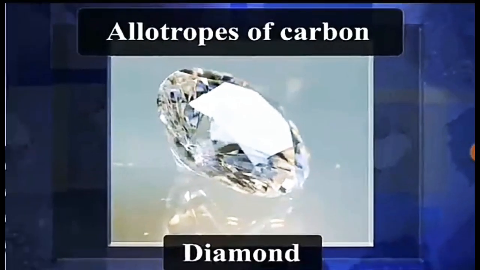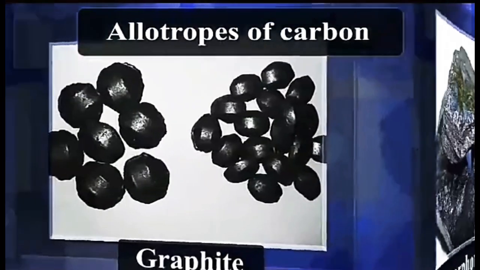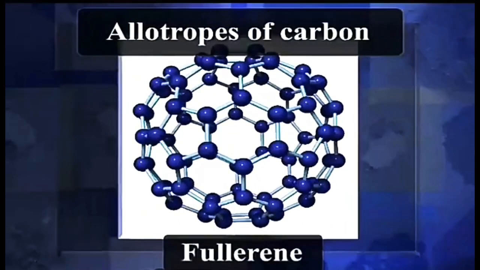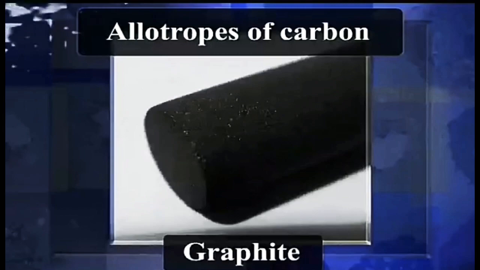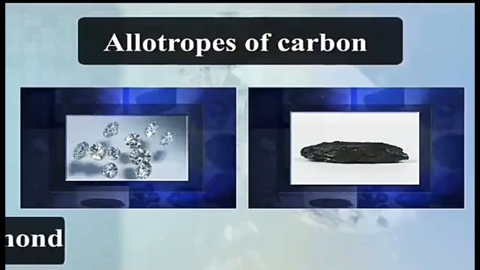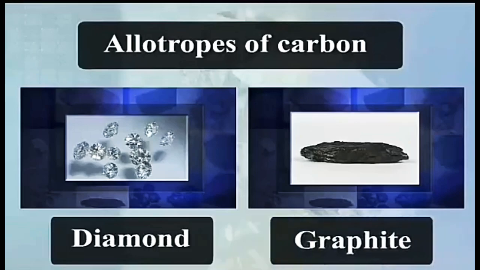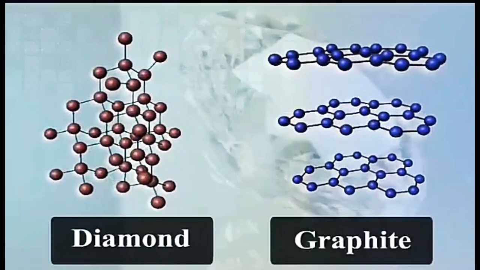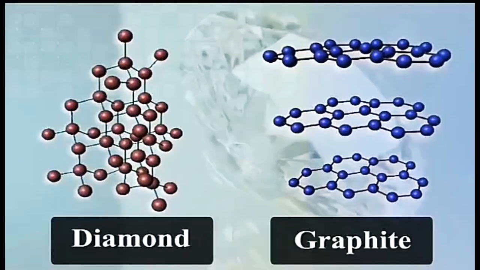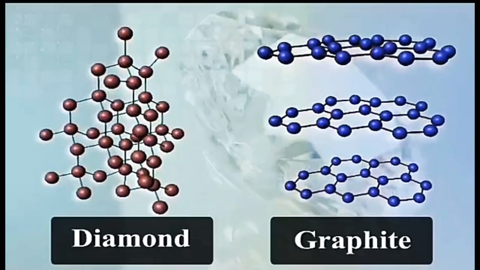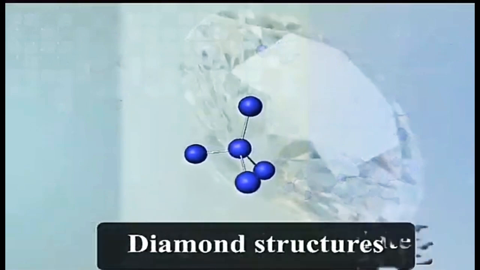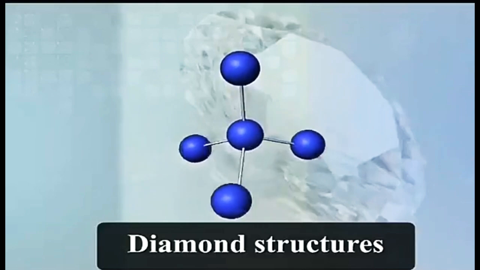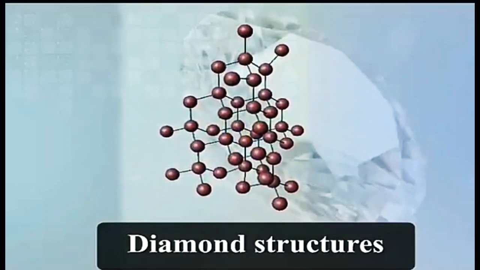The element carbon occurs in different forms in nature with widely varying physical properties. These forms of carbon are called as allotropes of carbon. Diamond and graphite are the allotropes of carbon. Both are formed by carbon atoms, but the difference lies in the manner in which the carbon atoms are bonded to one another. In diamond, each carbon atom is bonded to 4 other carbon atoms, forming a rigid 3D structure.